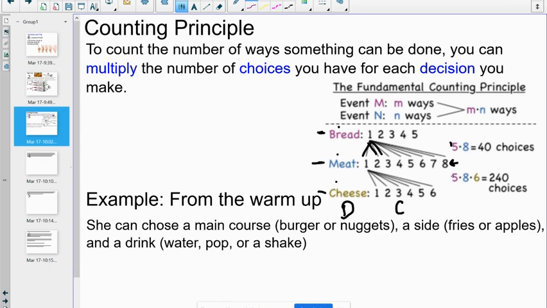Then you're going to multiply that 5 times 8 times your 6 because for your third option, your third decision, there's 6 choices. So essentially you're taking 5 times 8 times 6, and that gets you to 240.